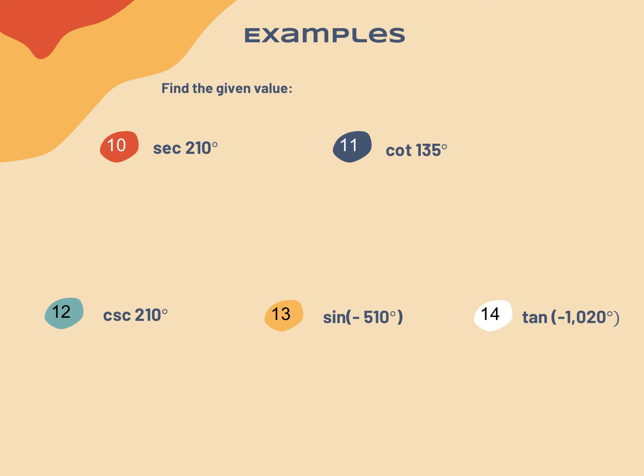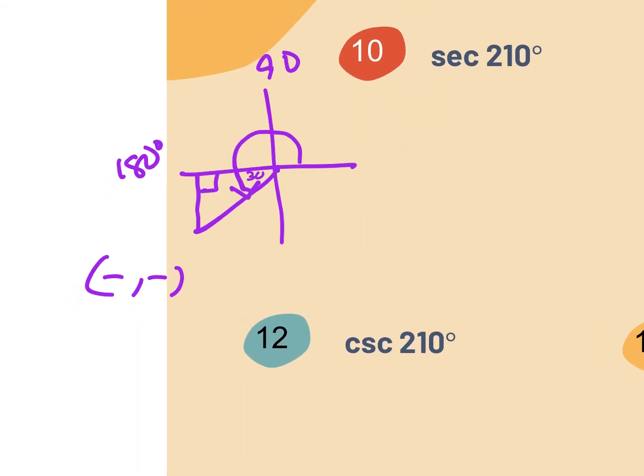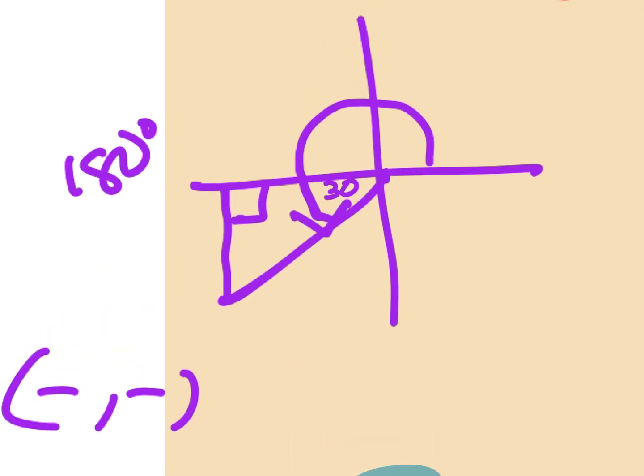This time they want us to do secant, but I'm still doing the same thing. So if I draw a 210-degree angle again, we're going to come around. This time it's going to end up in quadrant 3. Signs in quadrant 3 are negative, negative. To get back to the x-axis, remember you went 90, 180, and then to get to the 210, you went 30 degrees more. So again, 30, 60, 90 here. Again, across from the 30 degrees is 1. This is root 3. This is 2.